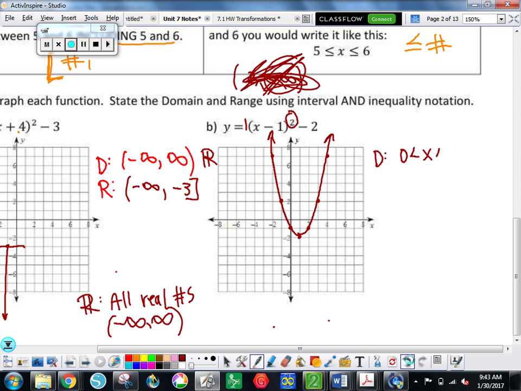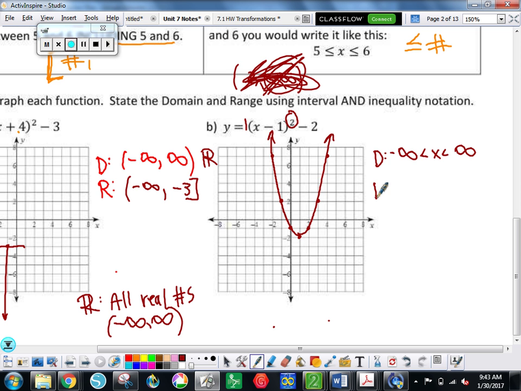Negative infinity is less than x, which is less than infinity. That means my x values are between negative infinity and positive infinity. If you use interval notation or inequality notation, that's how you write it. It's the same as this one, you just put an x in there, right? Always with the domain.